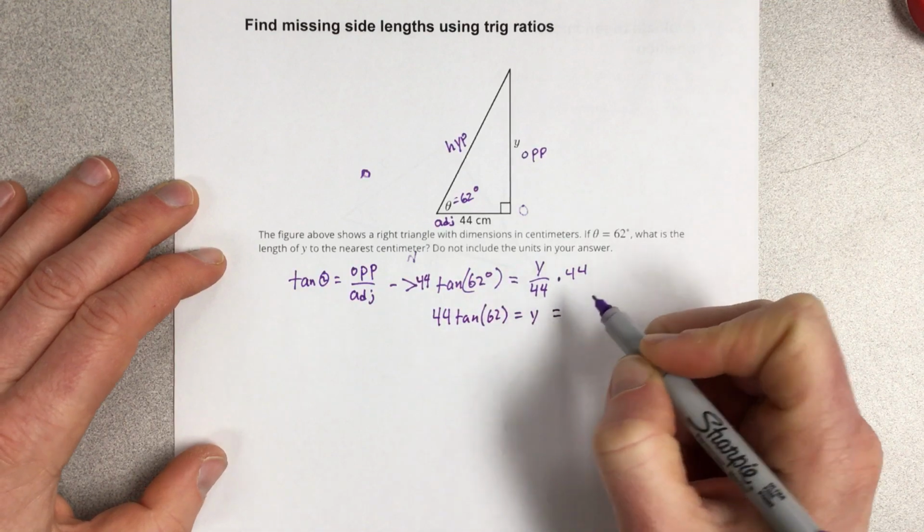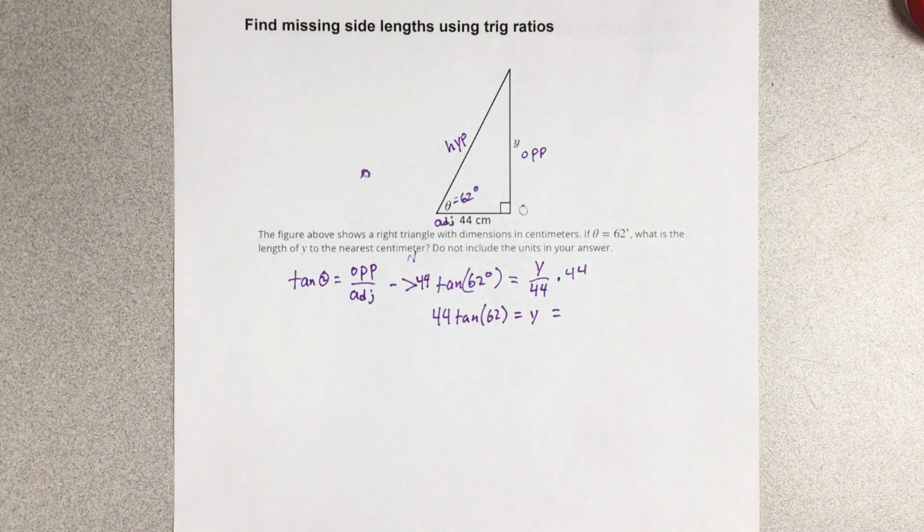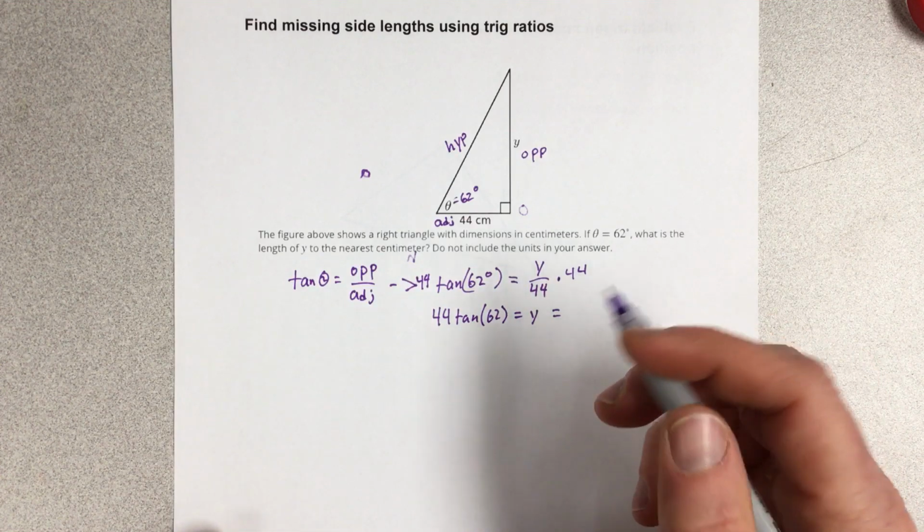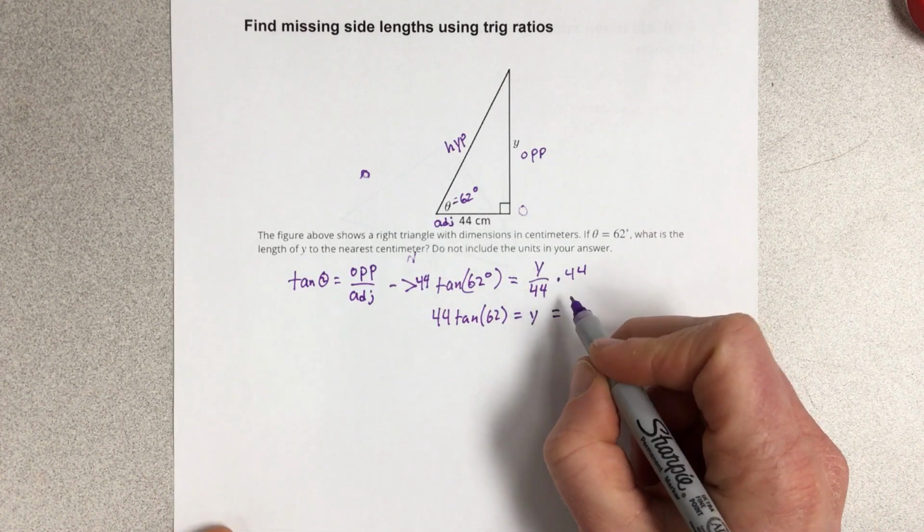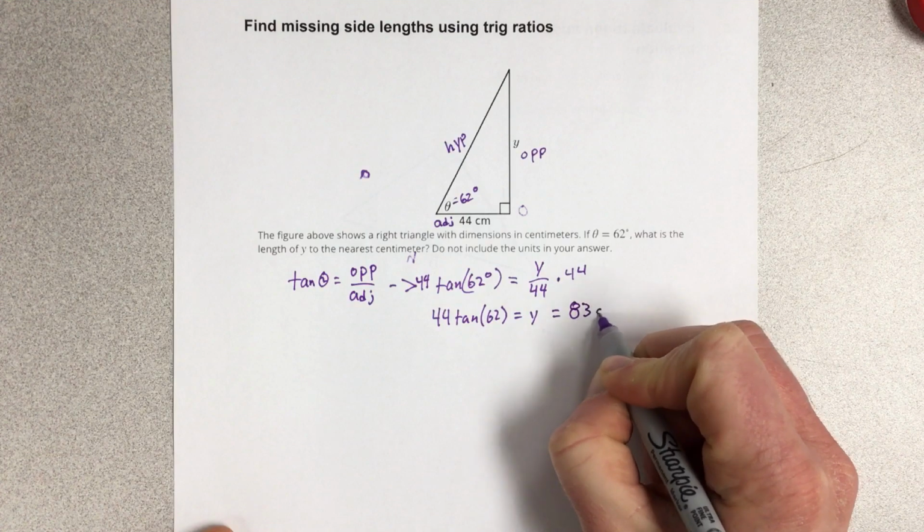Now make sure that you're in degree mode here, and go ahead and plug in 44 tan 62. So I am in degree mode, and I do 44 tan 62 in the calculator. It tells me it's 82.75. Round to the nearest centimeter, so that's 83 centimeters.